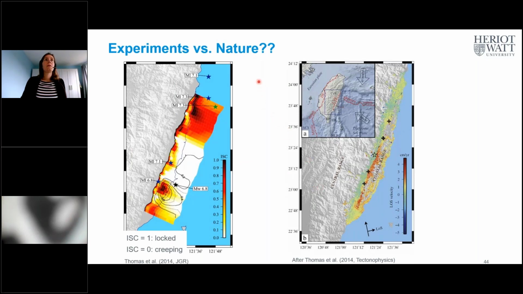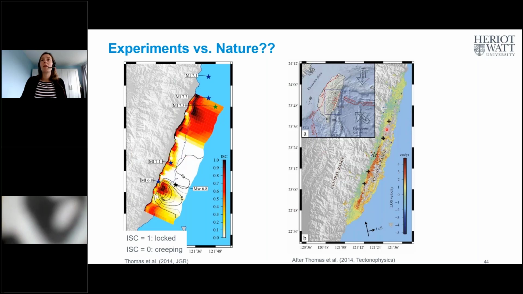So just a little comparison between experiments and nature. Actually, sometimes we find remarkable correlation between both. I will show you here an example of a study that I'm working on together with Marion Thomas and Dan Faulkner. The observations are that the longitudinal valley fault along the coastline of Taiwan actually shows different types of behavior in the north compared to the south. In the northern part the fault is locked, that's indicated with these dark colors. And in the southern part it's creeping, so slowly moving.